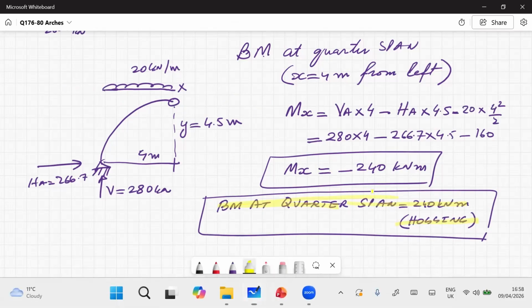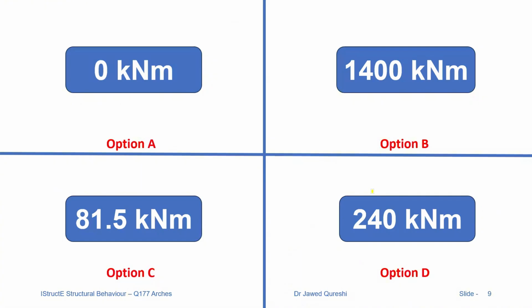Let's see what options do we have here. So the correct option is option D. B is incorrect, A is incorrect, and C 81.5 is incorrect as well.